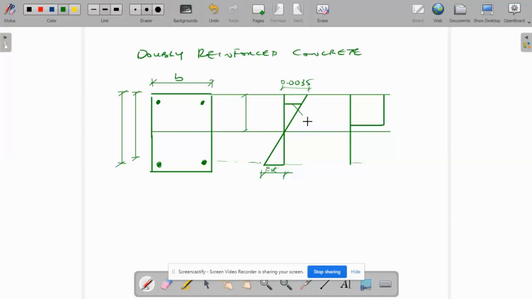Here we'll have ESC. We have the neutral axis line here. Here we have the force in the tension steel, which is Fs. Here we'll have the force in concrete, which acts here. And we'll have a second force acting because of the top reinforcement.